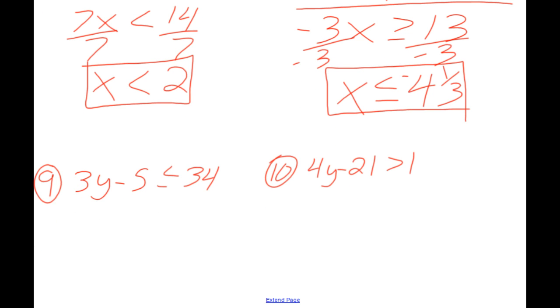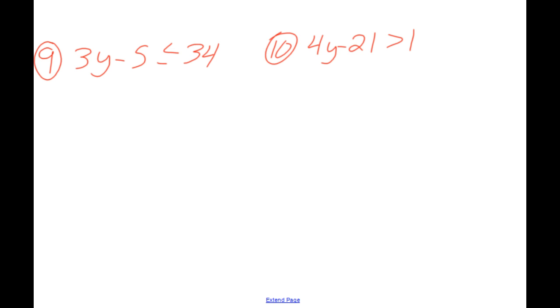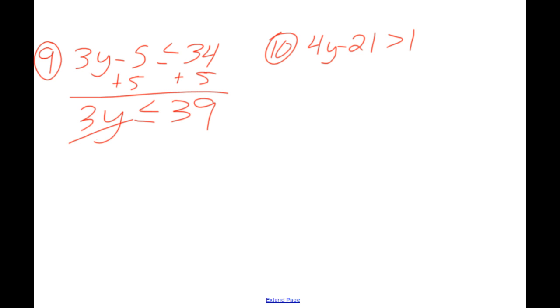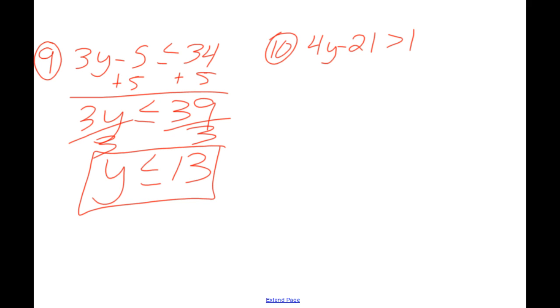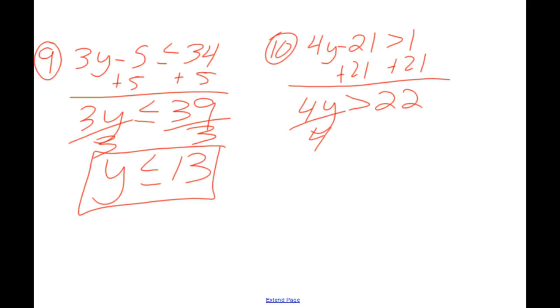All right, number 9. Same thing, add 5 to both sides. And I have 3y is less than or equal to 39. Divide by 3. Divide by 3. y is less than or equal to 13. Done. And the last one, add 21. Add 21. I have 4y is greater than 22. Divide by 4. Divide by 4. y is greater than 5 and 1/2 when you do your math.